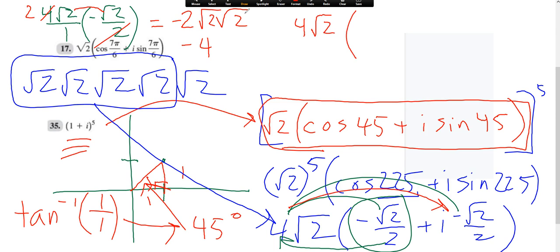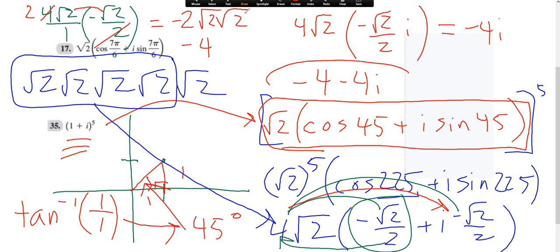4 radical 2 times negative radical 2 over 2. We'll just throw the i in there. Okay. Anything cancel out? Same thing as before, right? So we're going to end up with negative 4i. Okay, so if this is negative 4i, then we have negative 4 minus 4i as our final answer to the question in question.